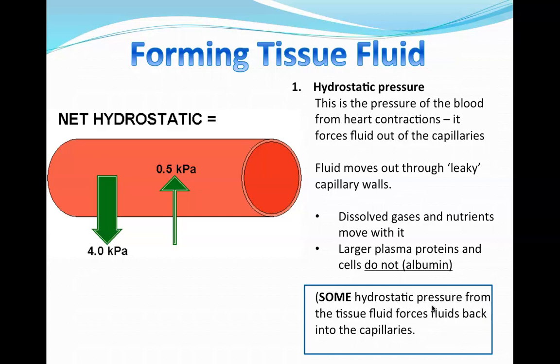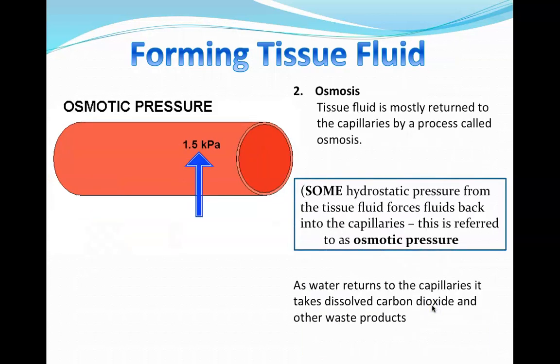So that carbon dioxide and waste product goes back into our capillaries, then to our venules, then to our veins, and then to the heart, and then we breathe out carbon dioxide, and then gaseous exchange takes place at the lungs. So this is what the osmosis is essentially. Tissue fluid is mostly returned to the capillaries by the process called osmosis, and it's done through this. So some hydrostatic pressure, as I said, from the tissue fluid forces fluids back into the capillaries. This is referred to as osmotic pressure. So as water returns to the capillaries, it takes dissolved carbon dioxide and other products with it.